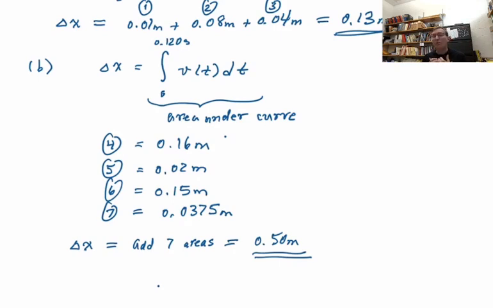So that's how you do a problem in chapter 2 when you are given a graph of velocity versus time. You can find the area underneath it to find delta x. Or if you're given a graph of acceleration versus time, you can find the area under that to find the change in v, velocity. Both those ideas are very helpful.